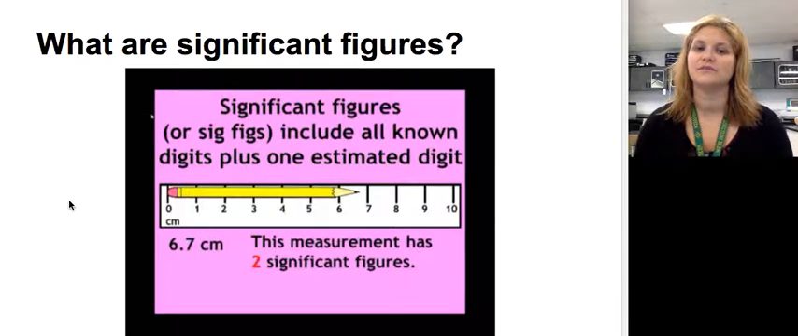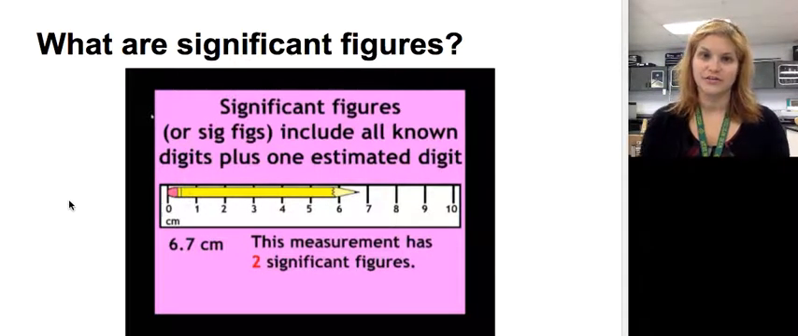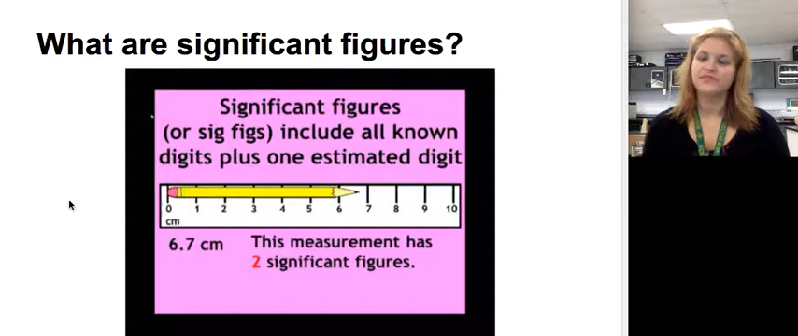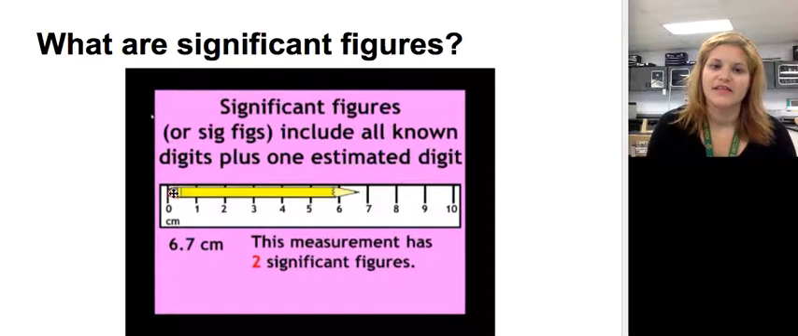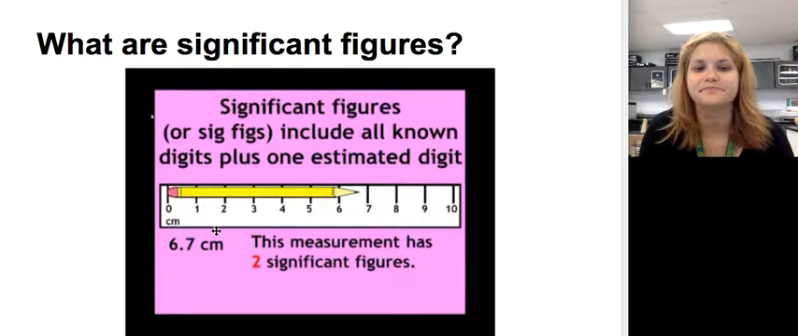So first thing that we need to write down is the definition of significant figures. Significant figures, or sig figs, include all known digits plus one estimated digit. So here the example is that this pencil has a measurement of 6.7 centimeters. And we say that this has 2 significant figures. And we'll explain why in just a moment.